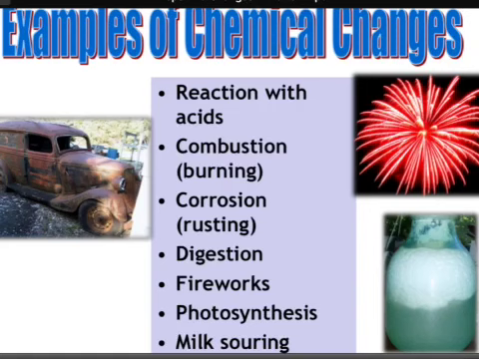Corrosion is an example of a chemical change, an example of that being rust forming on iron. Digestion is a chemical change, and we could talk about that in class. Fireworks are a chemical change. Photosynthesis in plants, and the souring of milk. You could think about all those signs that I just talked about, and how each of these examples shows the signs of a chemical change.